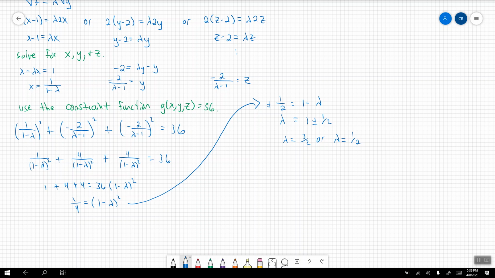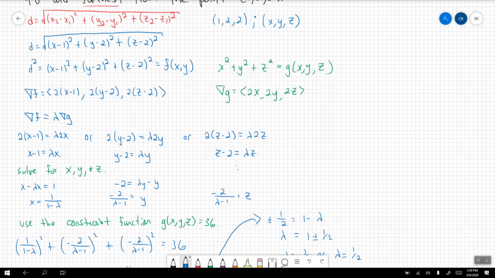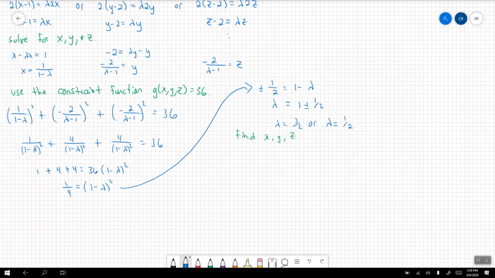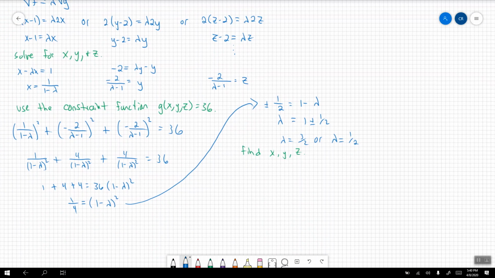Now that we have those lambda values, we have to use these to find x, y, and z. Naturally we should get two values because we're dealing with a sphere. When we're dealing with a sphere, we want these points on the sphere to be close to this point. So naturally we should get 2 points. Alright, here we go. Let's solve them.